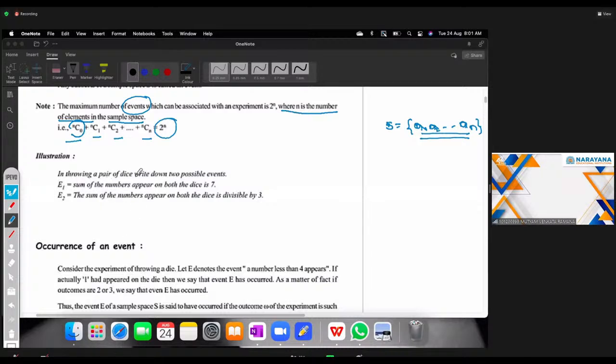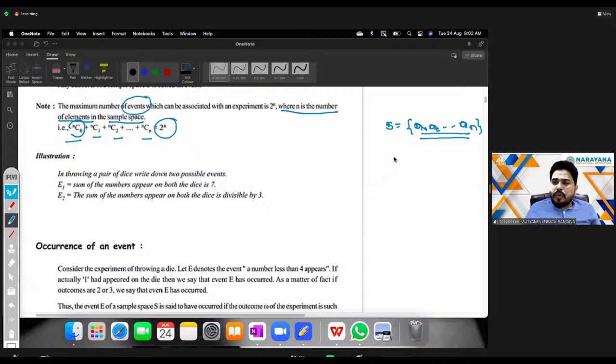In throwing a pair of dice, write down the two possible events: even sum of the numbers. So first of all, pair of dice. How many outcomes will be there in the pair of dice? First one, 6 outcomes. Second one is 6 outcomes. So 6 plus 6, 12, or 6 into 6, 36. Which one we need to take? You need to take 6 into 6, 36.